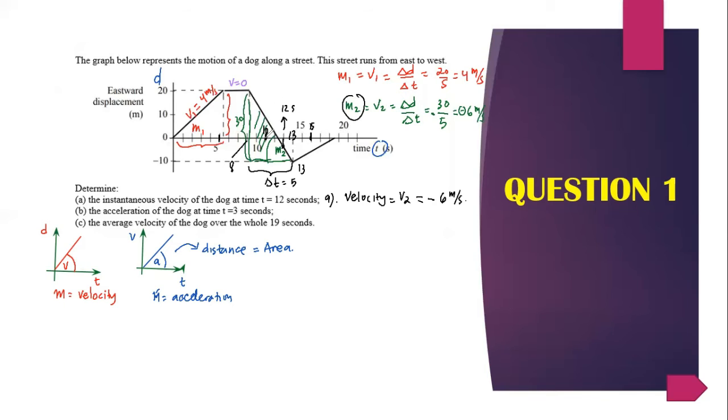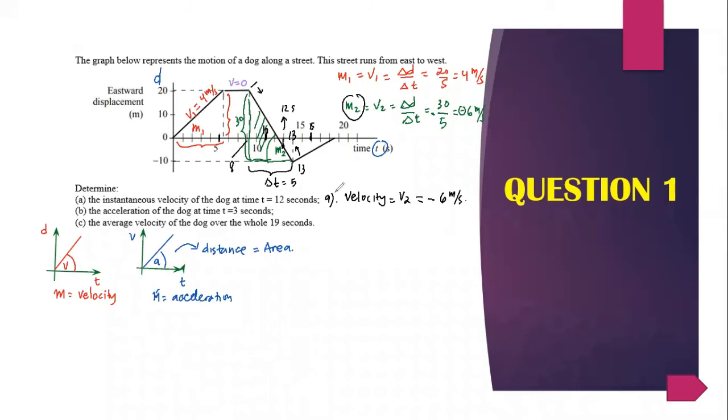So the instantaneous velocity at t equals 12 seconds, just find the intersection. Just take the intersection point at 12. What is the gradient? For 12 seconds, what is the gradient? It's the same, right? Along this whole stretch the gradient, the velocity, is the same. Okay, so V2 is minus 6. Is it clear?